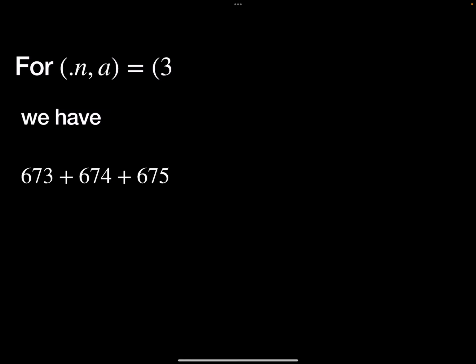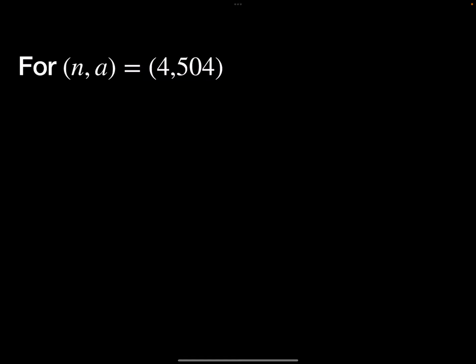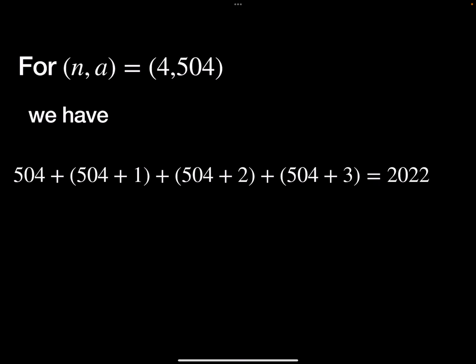Next, we have the case where n, a equals 4 and 504. Of course, we have 4 numbers here. Those numbers are going to be 504, 505, 506, and 507. So if we add those four numbers, we get exactly 2022. You can check that with a calculator.